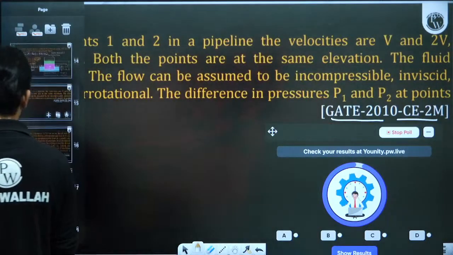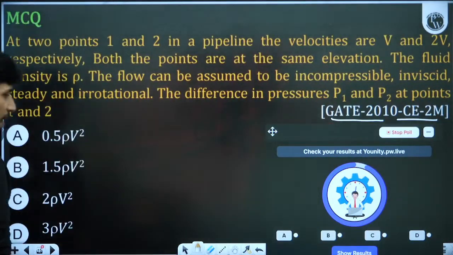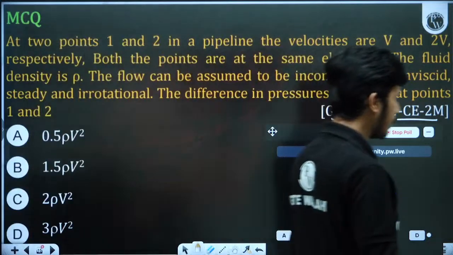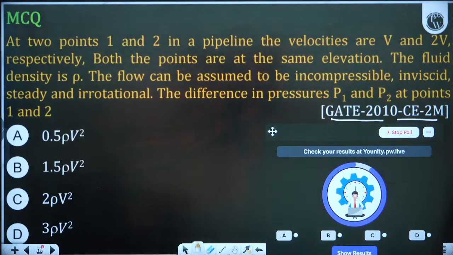I think this will be your 14th or 15th question. So 5 to 10 questions we are going to do more. Solve this quickly.